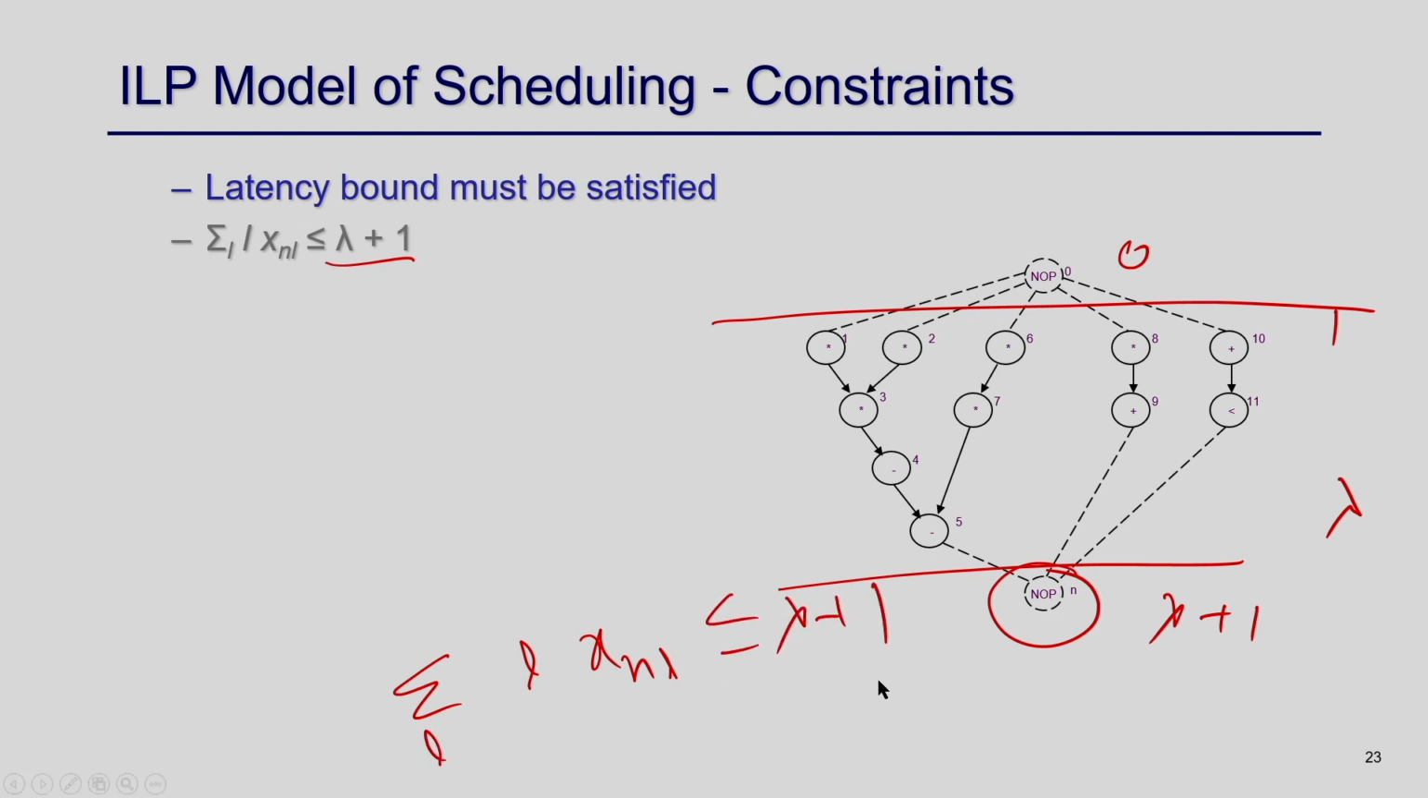So, that means I am going to schedule everything and make sure that the sink node is scheduled in timestamp lambda plus 1. If it is scheduled in lambda plus 1, that indicates that all the operations in the behavior are scheduled within lambda plus 1. So, it ensures that my latency bound is met. This is how I can express the latency bound. I hope you understand this.